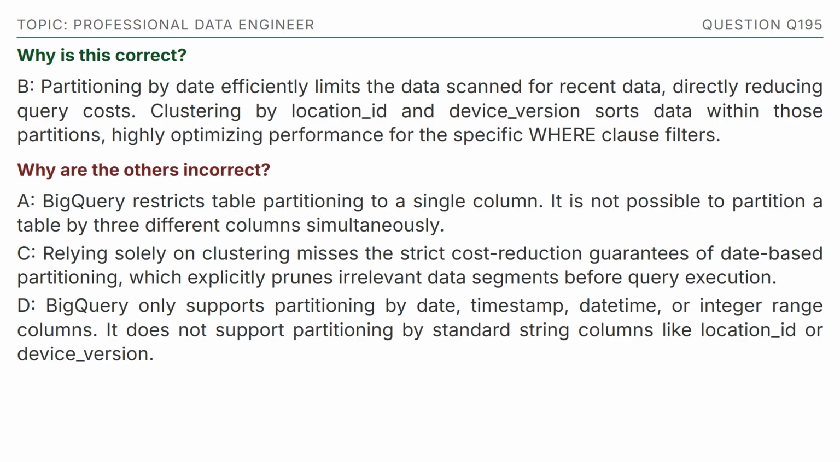A. BigQuery restricts table partitioning to a single column. It is not possible to partition a table by 3 different columns simultaneously. C. Relying solely on clustering misses the strict cost reduction guarantees of date-based partitioning, which explicitly prunes irrelevant data segments before query execution. D. BigQuery only supports partitioning by date, timestamp, datetime, or integer range columns. It does not support partitioning by standard string columns like location_ID or device_version.